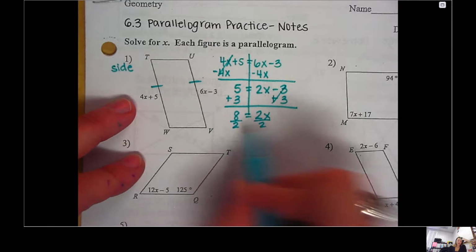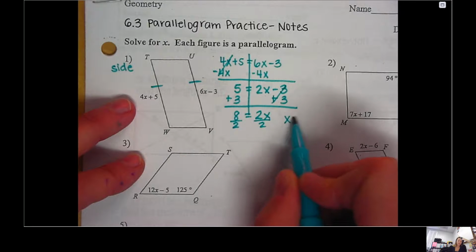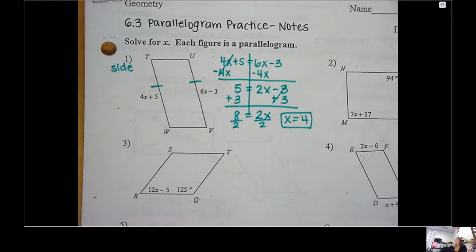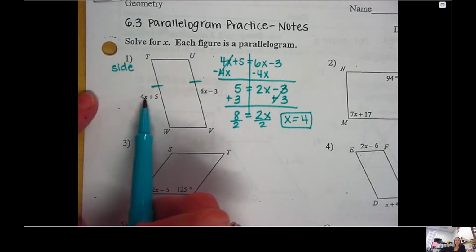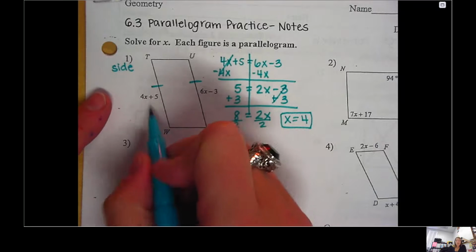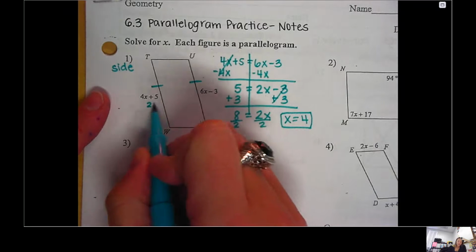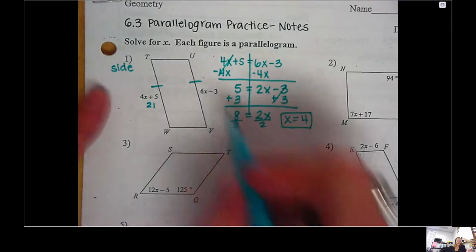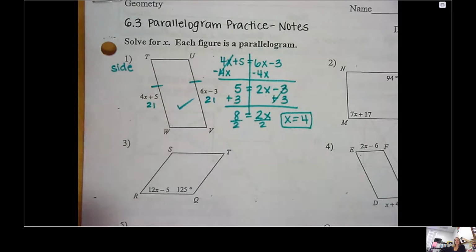What do I get for my x value? 4. Beautiful. Now, if I wanted to check my work, what could I do? Plug it in. So if I plug it in, I should get the same answer on both sides. 4 times 4 is 16, plus 5 is 21. 6 times 4 is 24, minus 3 is 21. Boom, I got that problem right.